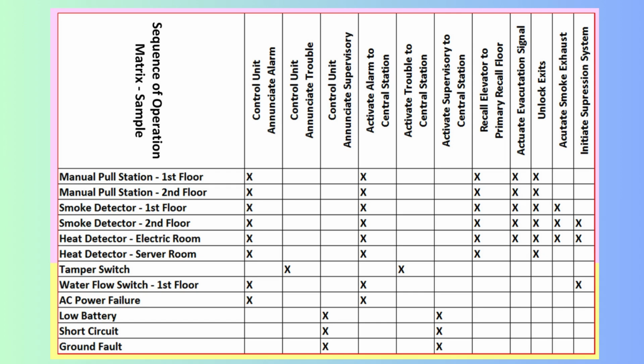For example, a smoke detector in room 101 may activate local sounders, illuminate strobes, and signal the fire department, while a sprinkler water flow alarm might only trigger the building-wide alarm and notification systems.